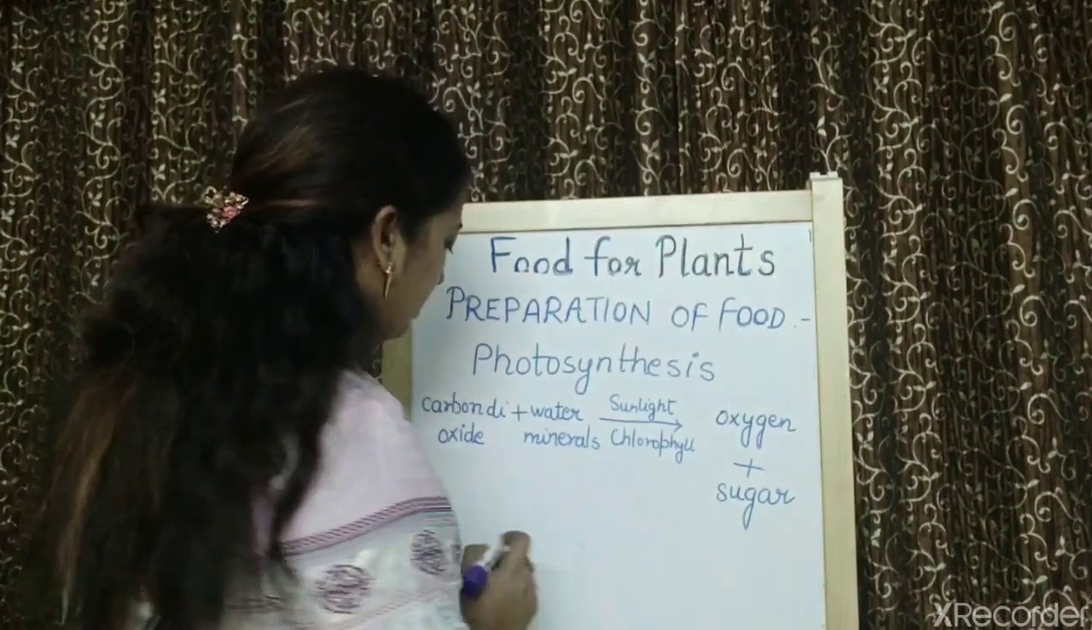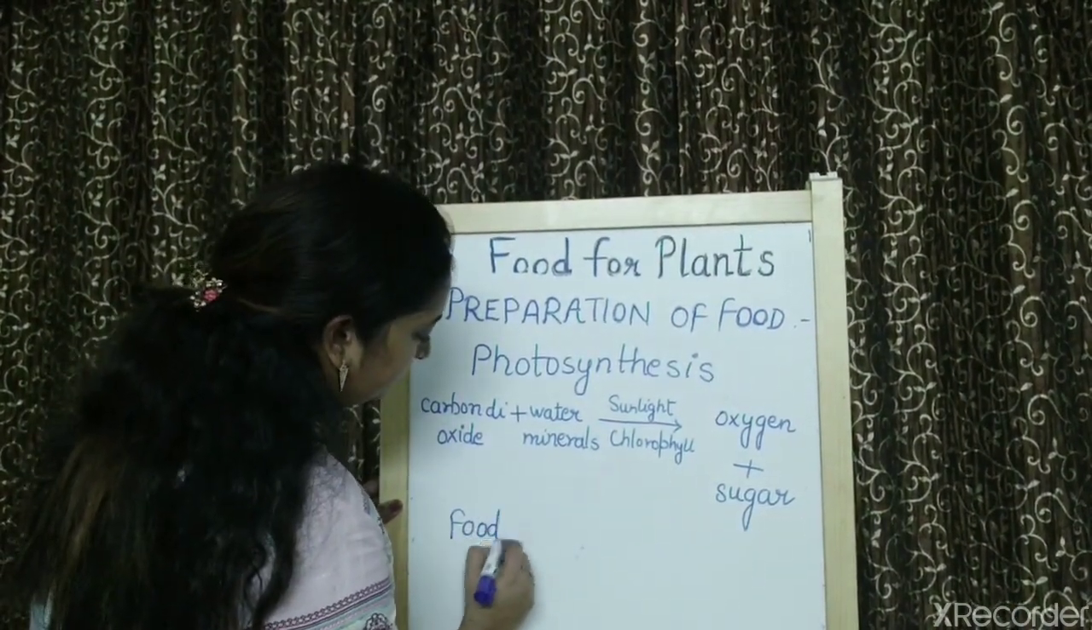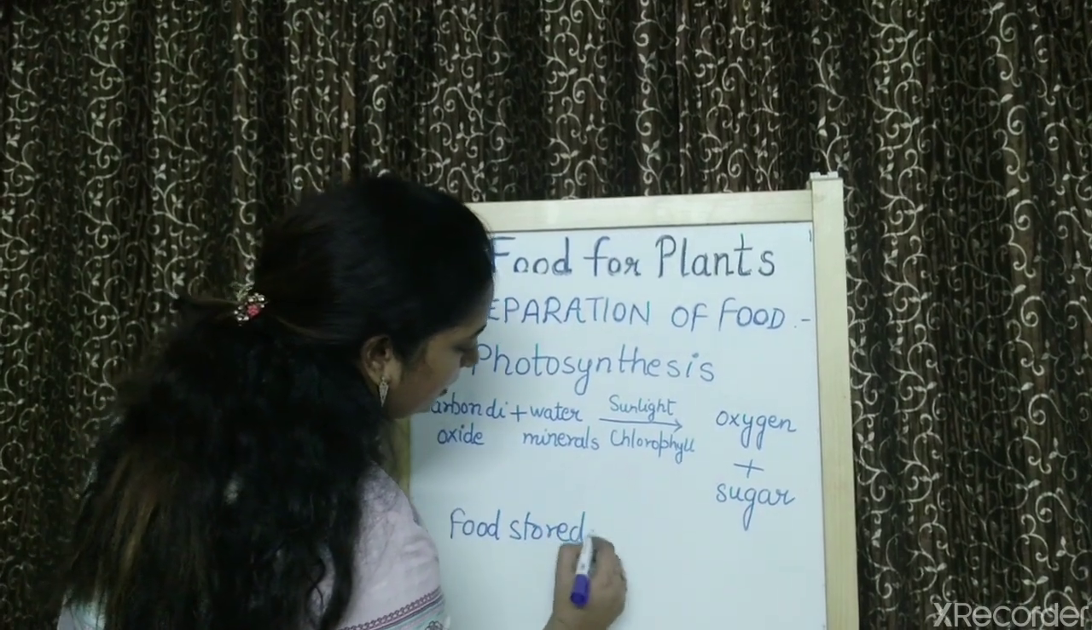Plants make food, and some of the sugar is utilized by plants, but the extra food is stored in different parts of the plant. What parts? Obviously root, stem, leaf, flower, fruits. So whatever food is being prepared, the extra food is stored in different parts of the plant. And one more thing I want to tell you, children, that food is stored always in the form of a substance, and that is called starch. So food is stored in which form? Starch.